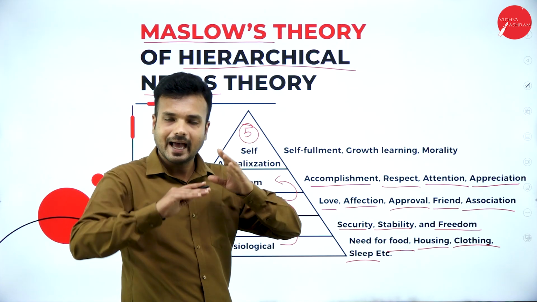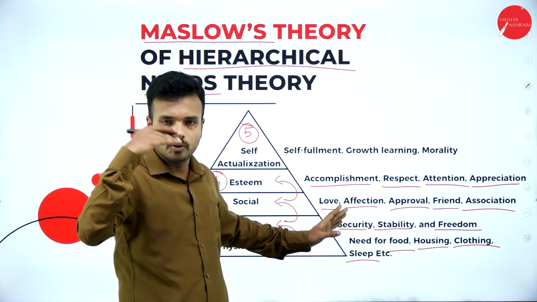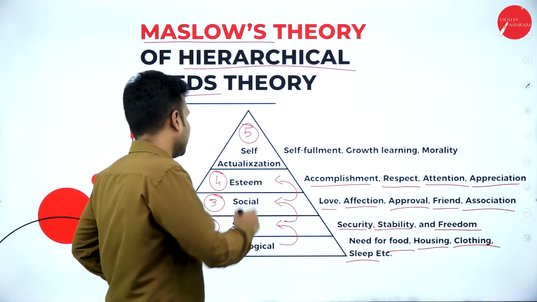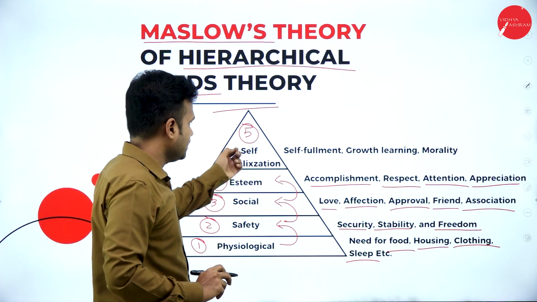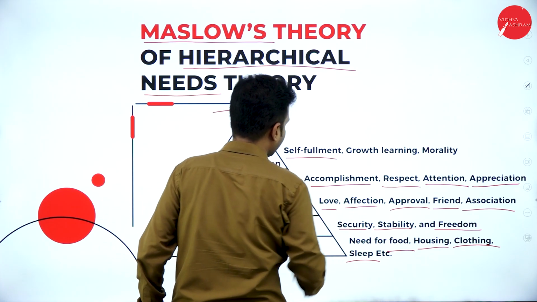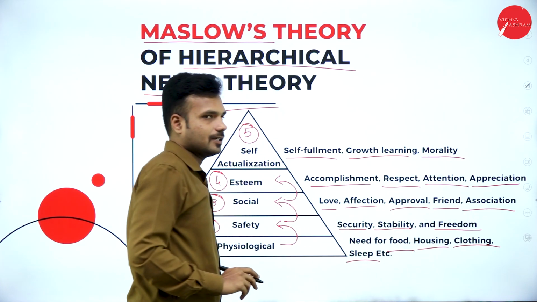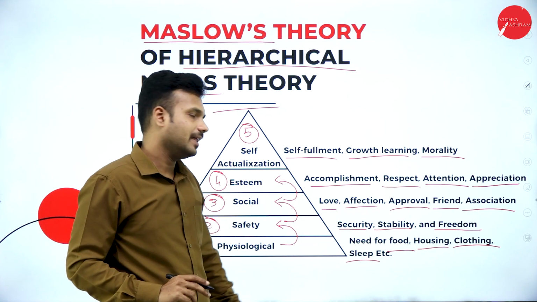So it is the highest degree of need, meaning all the needs will be fulfilled. There is no further need to be fulfilled. That is the higher level, the top-end need, that is the self-actualization need. This self-actualization need consists of self-fulfillment, growth, learning and morality. So these are all the contents required for the self-actualization need.